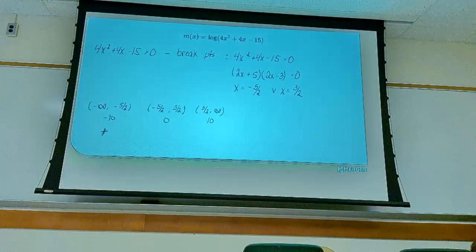Wait, how do you do that again? You plug it into the factored form. So I'm taking -10. That's -20, plus 5 is negative. Clearly this is going to be negative. A negative minus something is negative. So then it's negative times negative is positive. I don't care what the value is, I just care is it positive or negative.